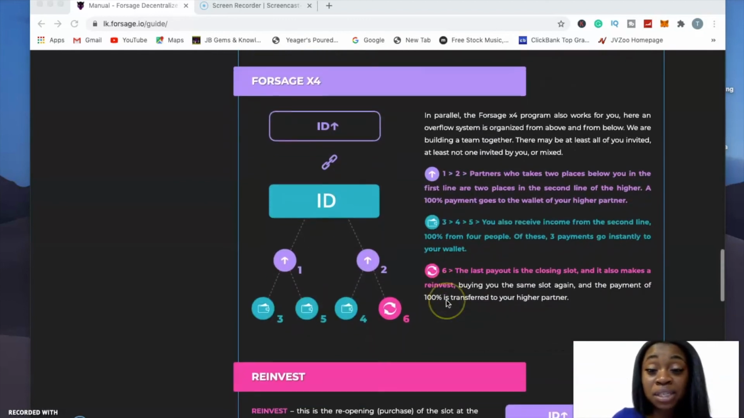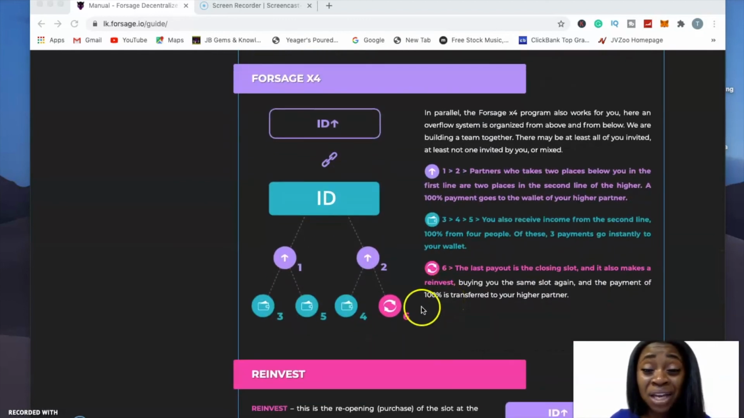I mean, it's pretty much self-explanatory. All of the information is right here for you guys. So you guys should know that the first and second circle in that line goes to your upline. That last circle goes to your upline as well. And then these three are 100% yours. And once you guys get to this reinvest slot, everything opens back up and you could do it all over again. So I'm getting out of the computer and I'll see you guys in a second.